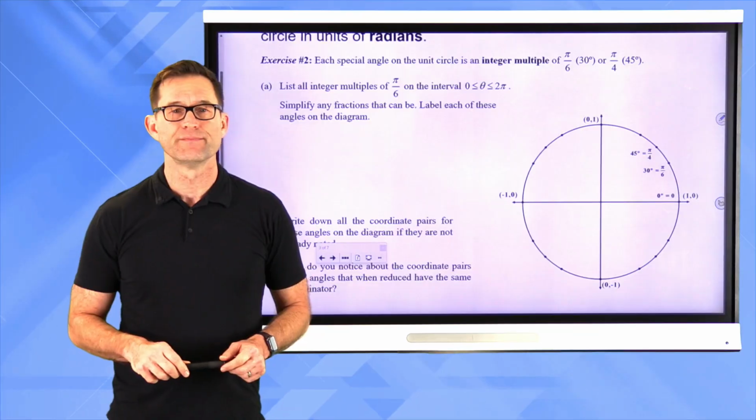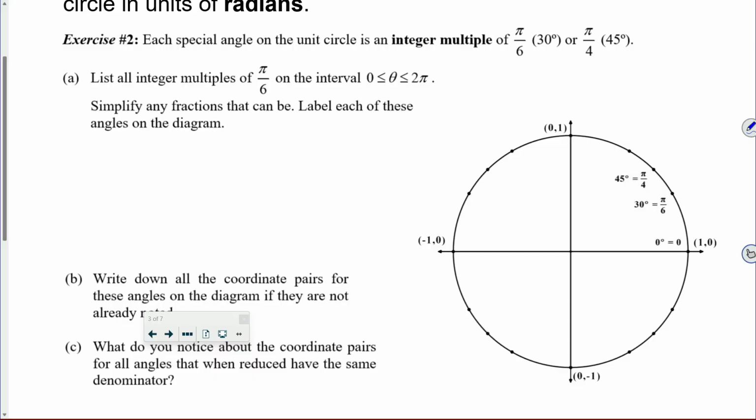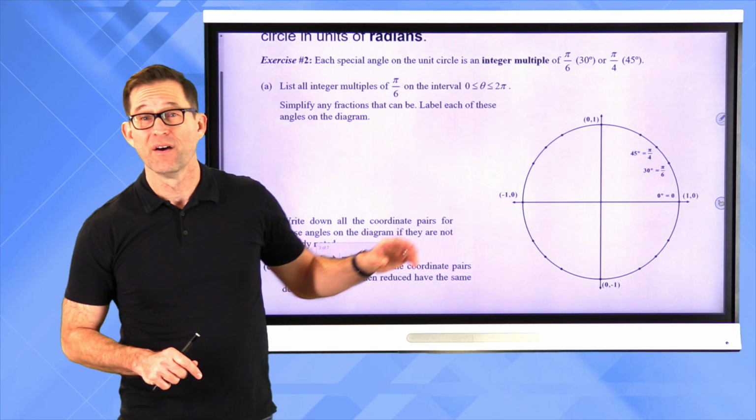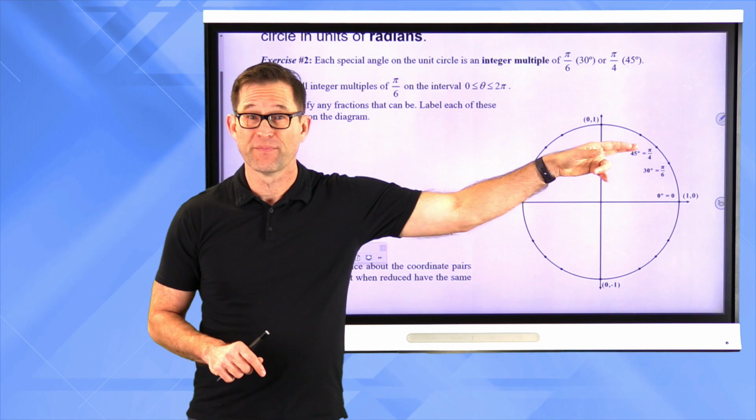Exercise number 2. Each special angle on the unit circle is an integer multiple of pi over 6, which recall is 30 degrees, or pi over 4, which is 45 degrees. And maybe I should have even put in, or both of them.